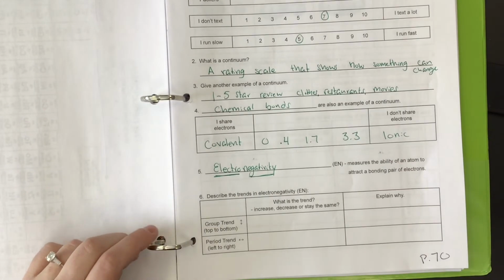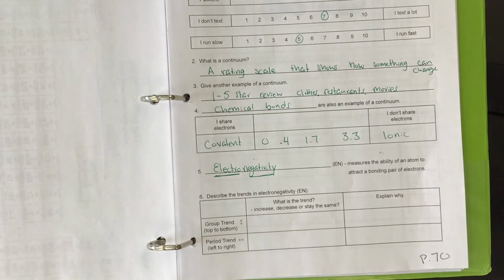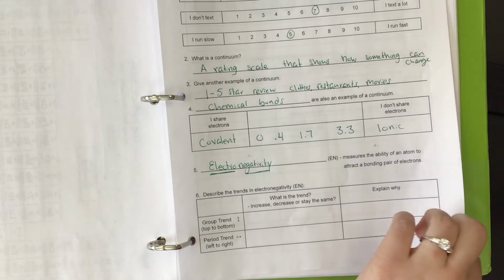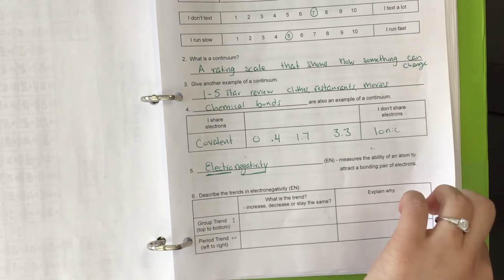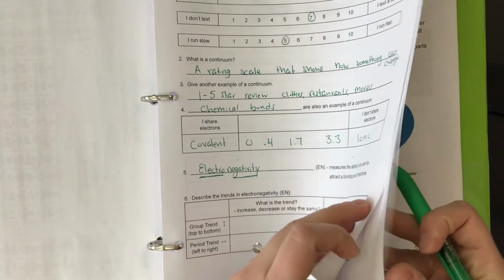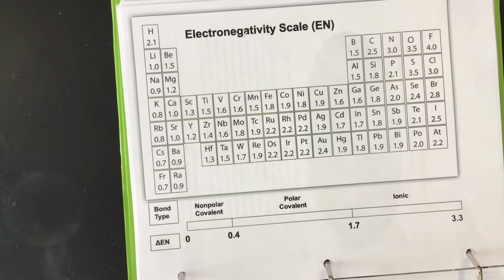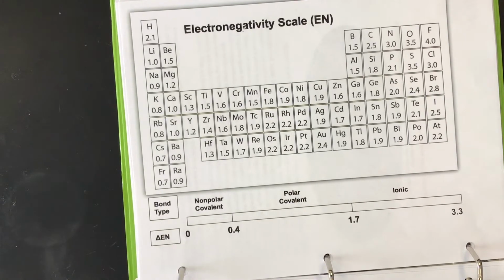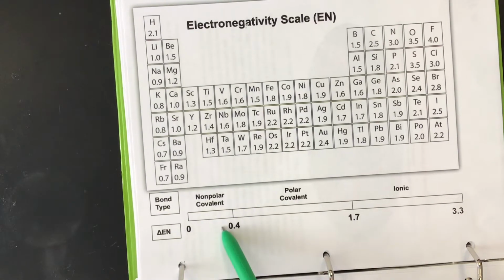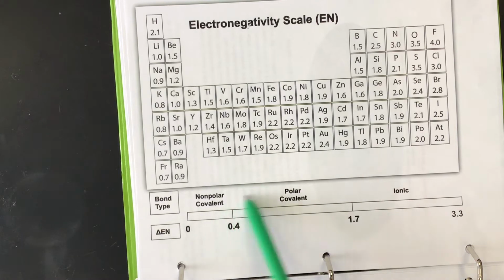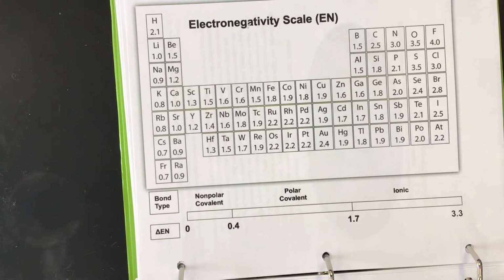All right. Then we're going to talk about our periodic table a little bit. We have an even fancier periodic table. How about right here? It's the electronegativity scale. As you can see, each element is given a rating. You can see nonpolar is below 0.4, polar covalent is 0.4 to 1.7, and 1.7 to 3.3 is ionic.